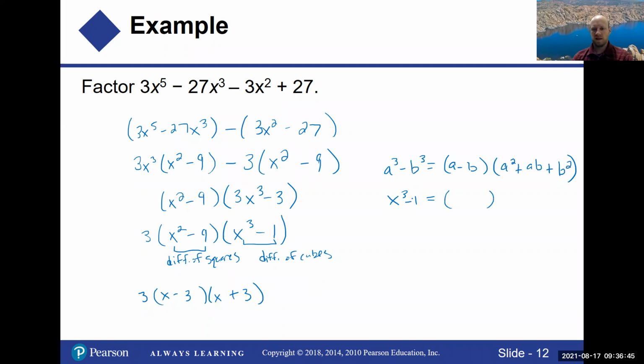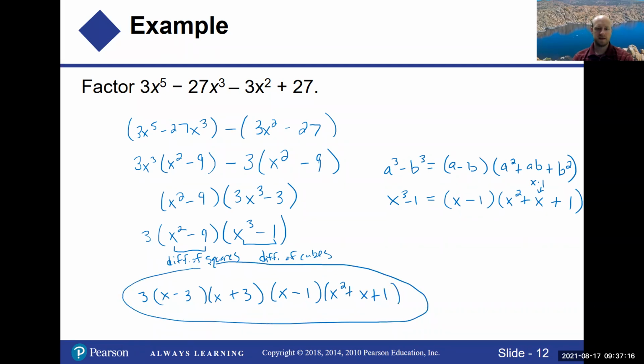And so, what is our a and b here? Well, it's just x and 1, right? If we could take the cube root of those. So I just have x minus 1 times x squared plus x plus 1, right? And here I really did x times 1 to just get x. So I bring that down. And this is the answer for the last one.